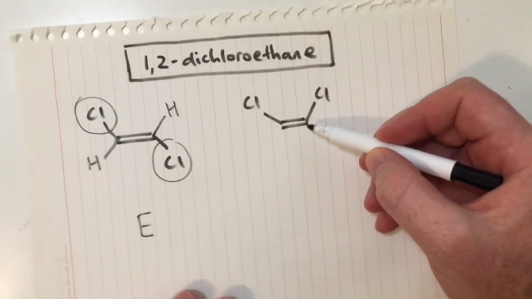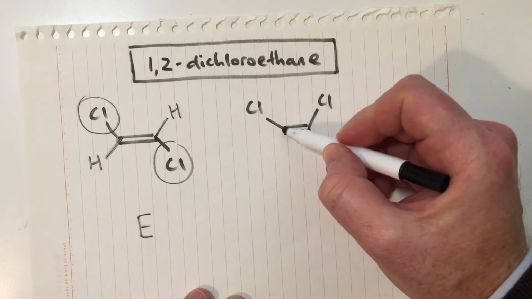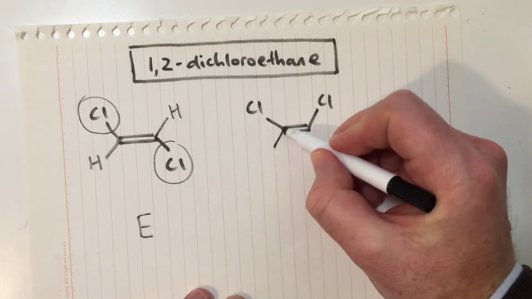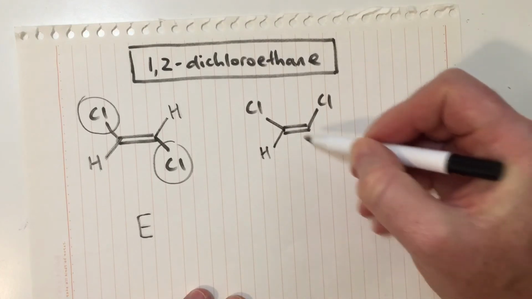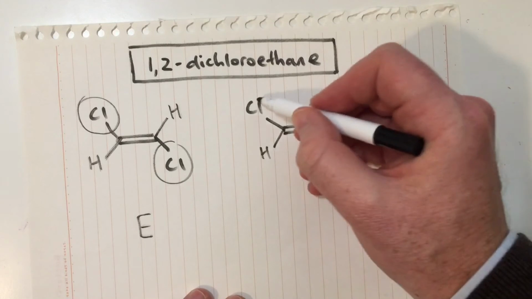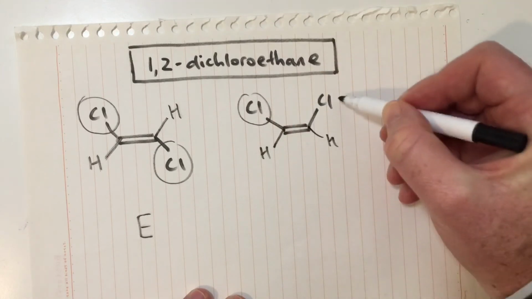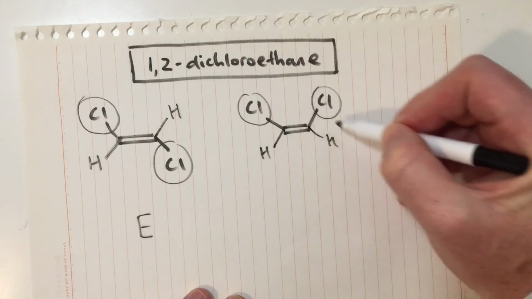Let's look at this isomer now. We'll go through the same process. First of all, we'll look at this end of the double bond. Once again, there's a hydrogen down there that I hadn't drawn previously. Now at this end of the double bond, we've got to compare the two substituents, chlorine versus hydrogen. So chlorine has the higher priority, and at this end of the double bond, we've got to compare chlorine versus hydrogen, so chlorine has the higher priority.